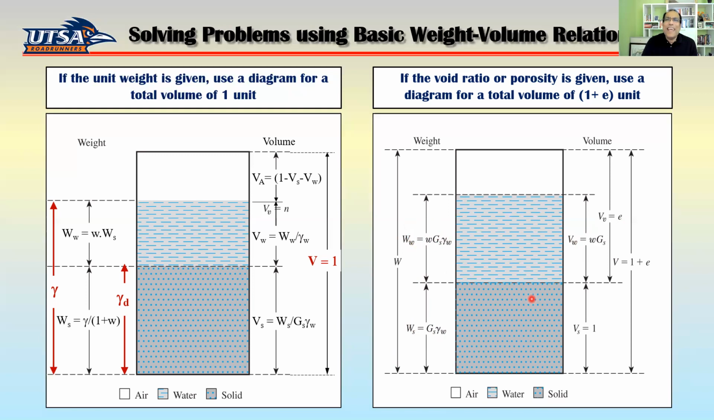Okay, now let's see an example. Actually, I will show you 2 examples. One is with unit weight, the other one is with void ratio.